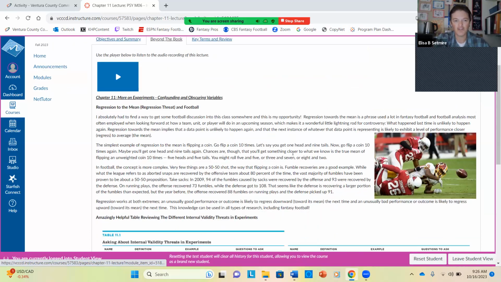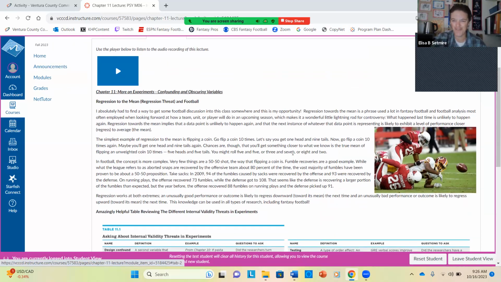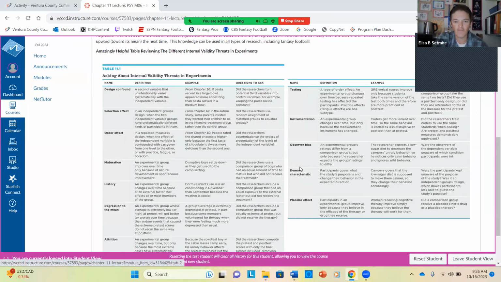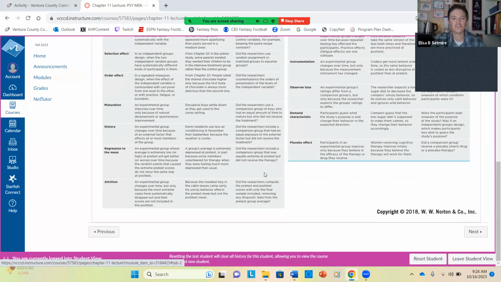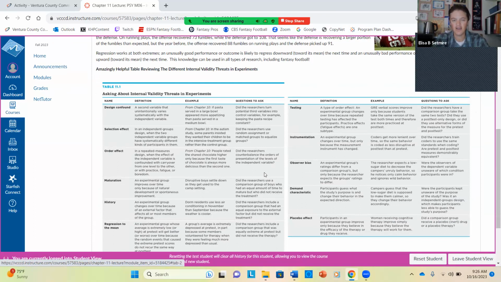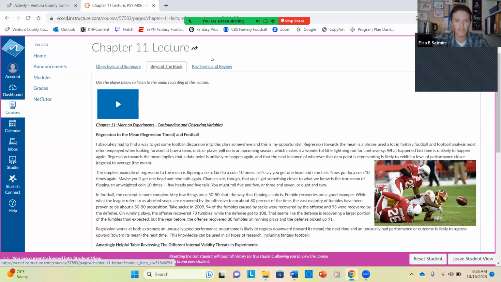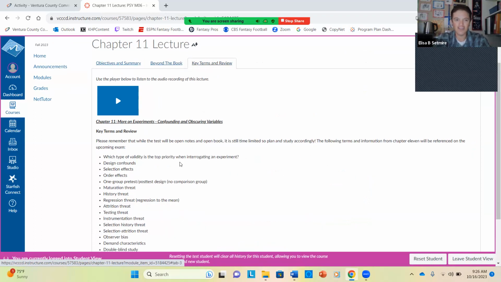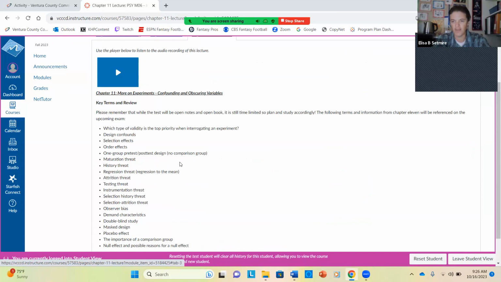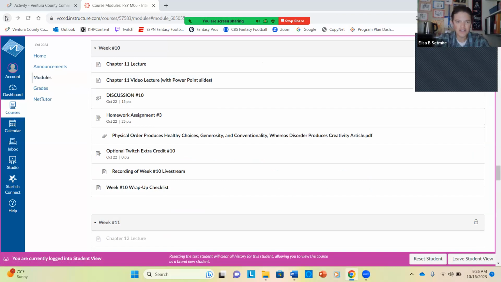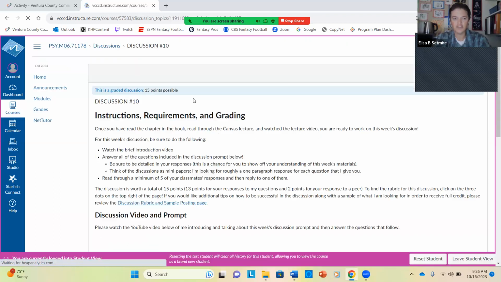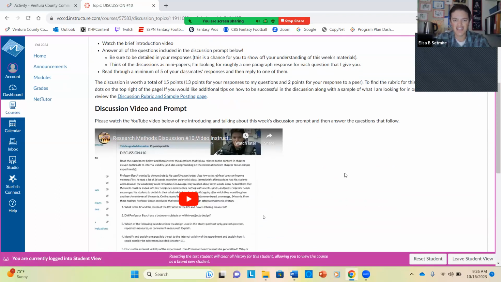On the Beyond the Book page, I have a little bit about regression to the mean. I got to bring up football this week, which was very exciting, looking at touchdown regression. I found a really helpful table that I wanted to include. It summarizes so nicely these different internal threats to validity. I think this is a really helpful diagram, and I wanted you to take a look at it a little bit more. And then, as always, here are the key terms to know for the exam from chapter 11. So make sure that you read through that, look through the image that I have for you, watch the lecture video, and take notes.